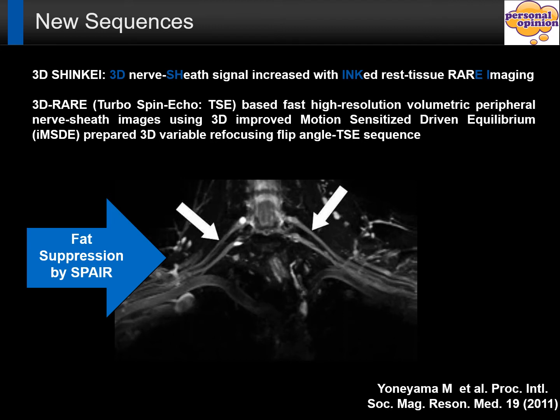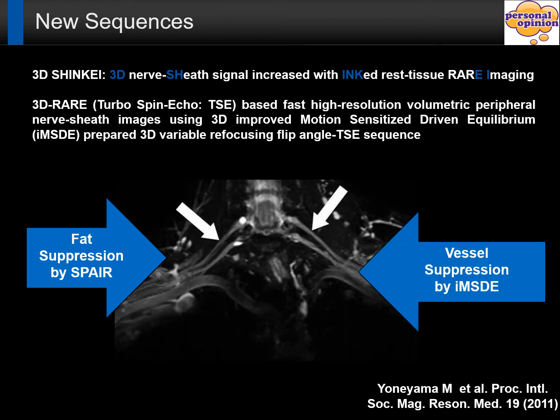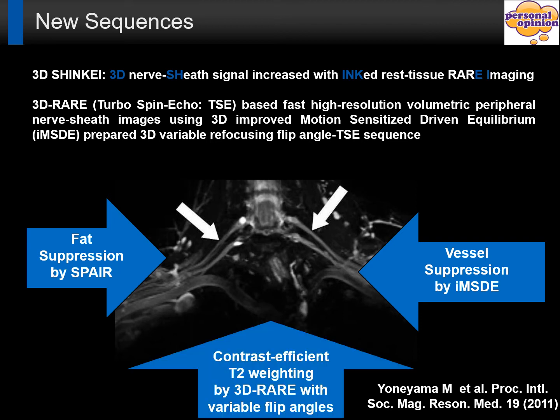In the case of this sequence here, it's a SPAIR pulse. They also try to suppress the vessel signal. In this specific sequence, a technique called iMSDE was used, and overall, all these sequences are usually T2 weighted or heavily T2 weighted sequences, so that you can see the nerves bright against a dark background.